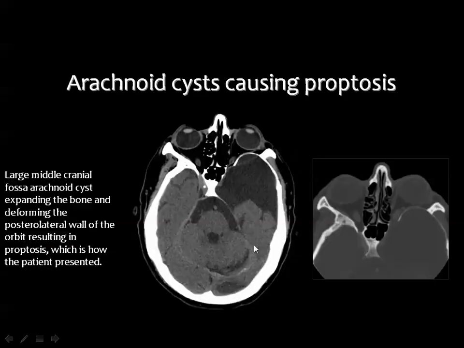Look at this typical appearance of an arachnoid cyst in the inferior part of the temporal lobe and posterior to the greater wing of the sphenoid. And you can easily appreciate the degree of bone remodeling of the greater wing of the sphenoid, being relatively thin and bowing anteriorly, encroaching on the orbital cavity, compared to the normal greater wing of the sphenoid on the opposite side.